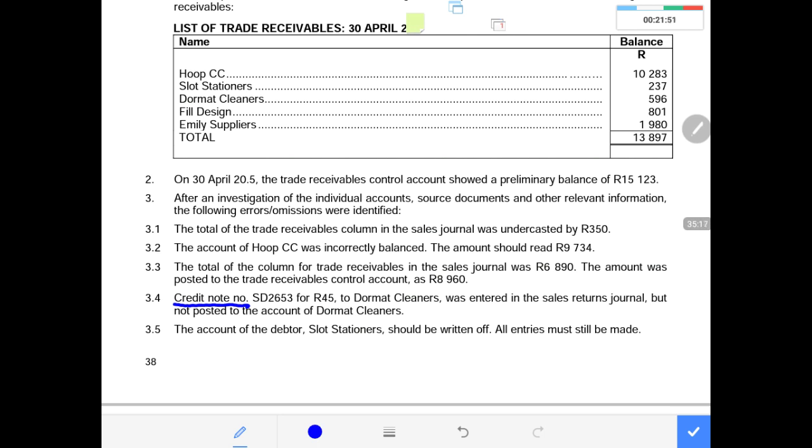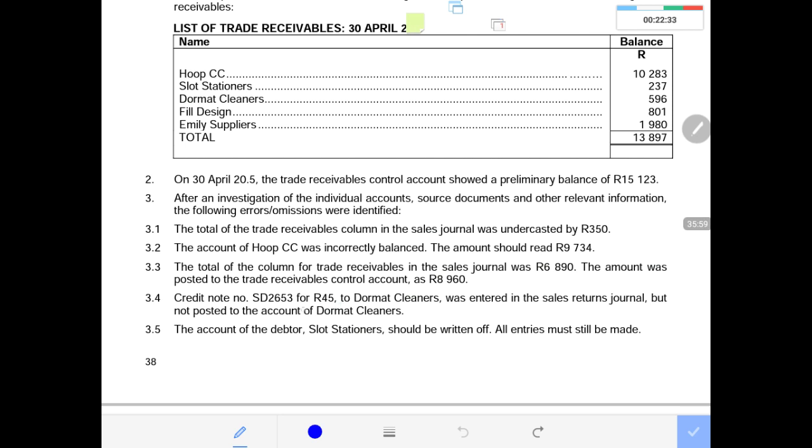So the minute the customer returns inventory that is worth 45 rand in this case, the account of the customer is supposed to be decreased by the value of the inventory that he has returned. So a credit note is when inventory is returned back to us. Either we have delivered the wrong inventory, or the inventory is not of good quality, or the customer is not satisfied with the inventory for whatever reason. So the customer returns the inventory back to us. And we know that when the customer is returning the inventory, his account must be decreased by the value of the inventory that he has returned.